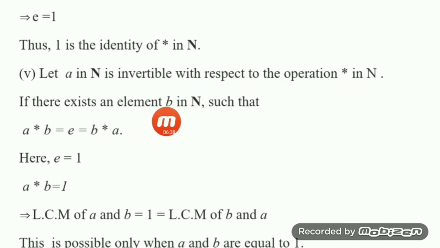And if there exists an element B such that A star B is equal to E is equal to B star A, that's the definition I have written. Here we know E is equal to 1. So we can write A star B is equal to 1. A star B means the LCM of A and B, and that is nothing but the LCM of B and A also. That is equal to 1. So under what condition is the LCM of two elements equal to 1? Obviously both of them must be equal to 1.